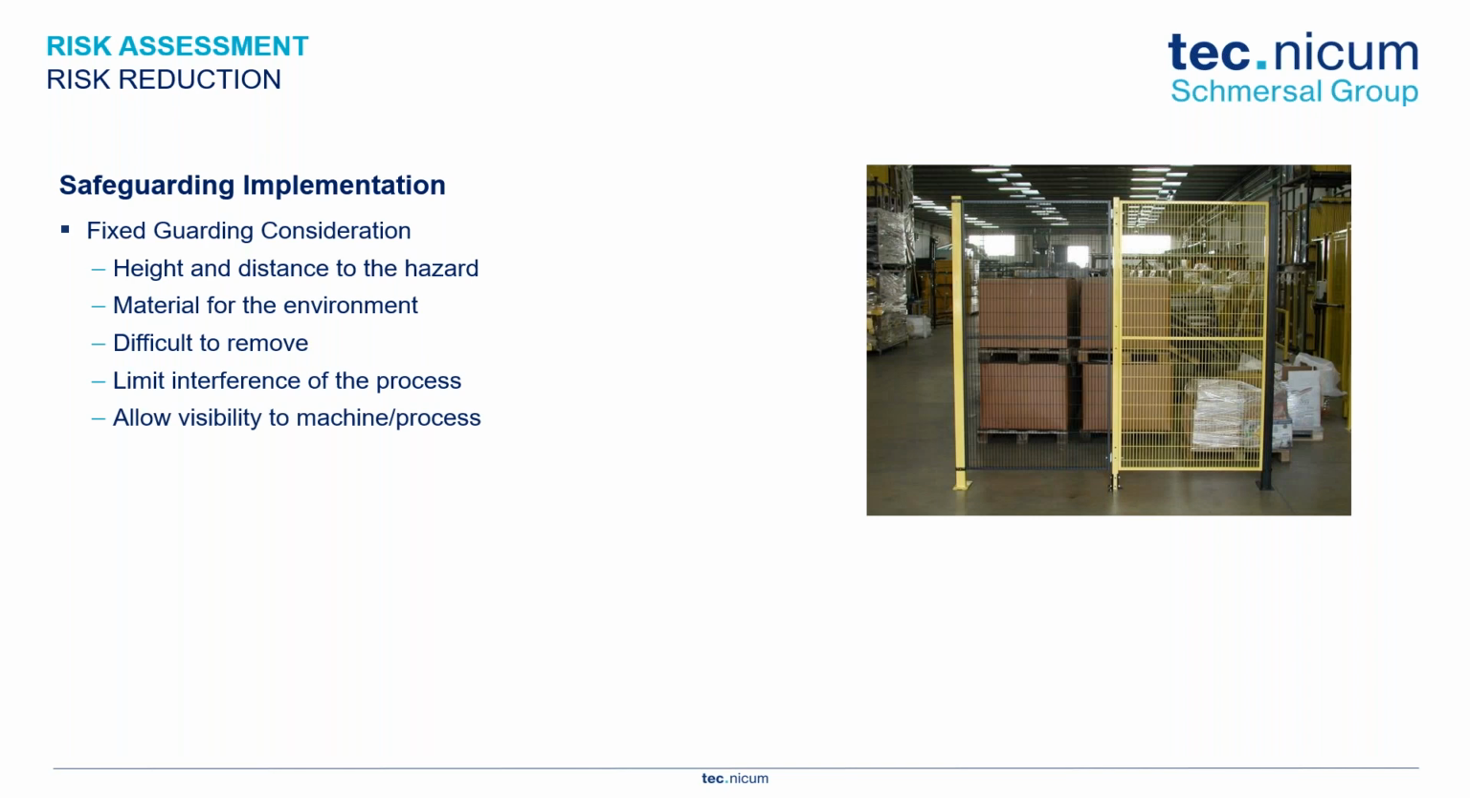Okay? We want to allow visibility to the machine or process if that's what we want. Right? If we want to make sure that the operators and maintenance personnel can see what's going on, we want to make sure that we are using the correct fixed guarding to do that. And here's an example of how easy it is to see past a black mesh compared to a yellow mesh. Okay, now there's no standard that says it has to be a certain color or it has to be transparent. But again, something to consider when we're trying to look at risk reduction and adding some guards on there.